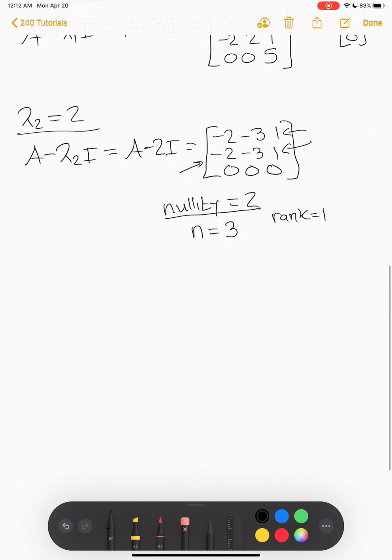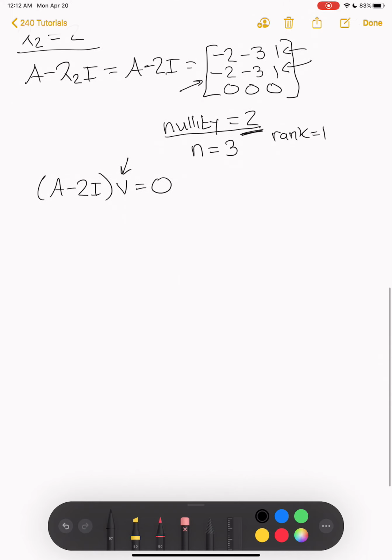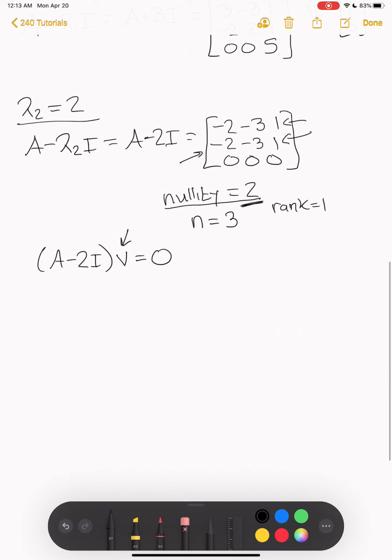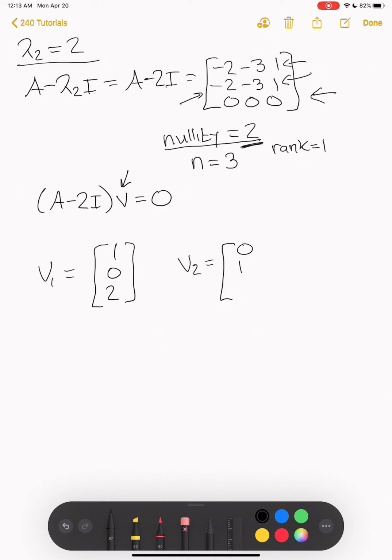Because remember what we're doing, and I'll do a quick recap. A minus 2i times some vector v has to give me 0. So my eigenvectors are living in my null space. So if I have nullity of 2, then I should have 2 vectors living in my null space. So I can go ahead and pick those vectors from this matrix here. I'm going to pick one to be 1, 0, 2, and I'm going to pick the other one to be 0, 1, 3.